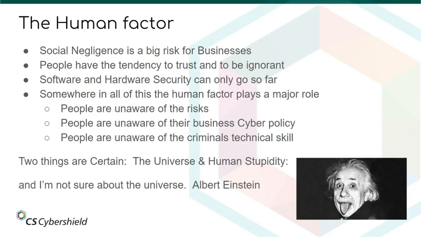So, the human factor. Social negligence is a big risk for businesses, as we could have seen with the breach chart. Now, because a business can't run on its own, we need to have employees. When employees start at a business, they have a tendency to trust what's already been put in place, and they generally have an ignorant approach when working with the system.